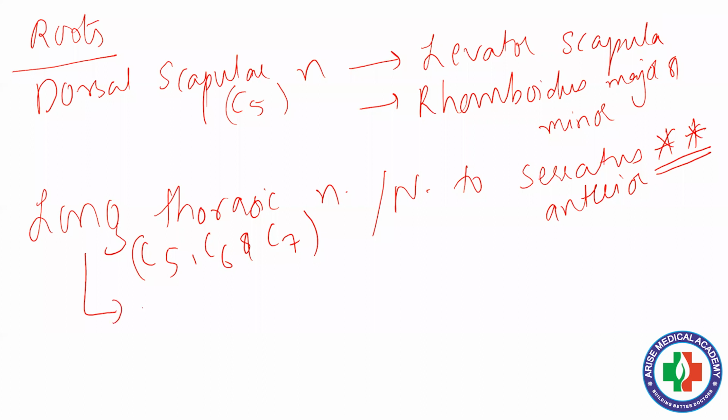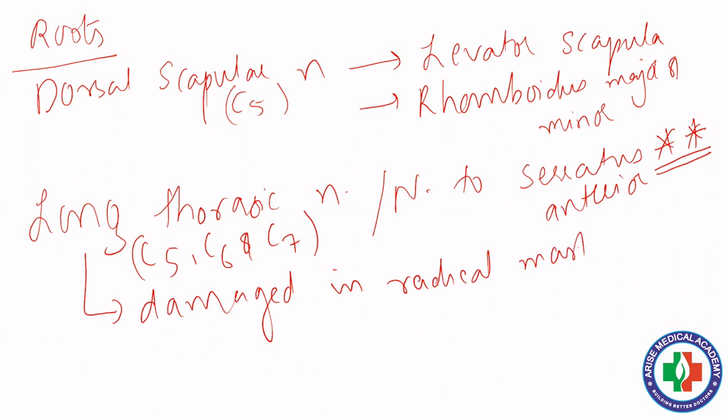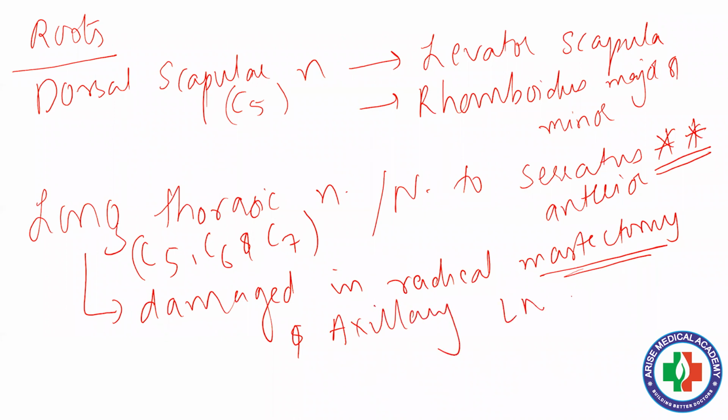The long thoracic nerve is damaged in radical mastectomy. Very important point. Radical mastectomy means you remove the breast as well as the axillary lymph nodes. So they can say during axillary lymph node dissection. The long thoracic nerve is damaged in radical mastectomy as well as in cases of axillary lymph node dissection. During radical mastectomy, we do axillary lymph node dissection.